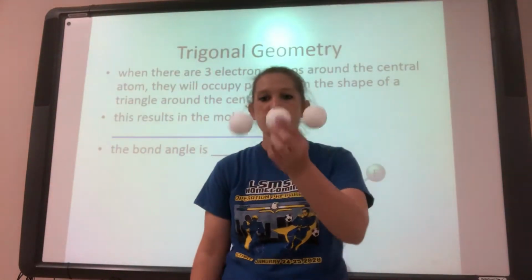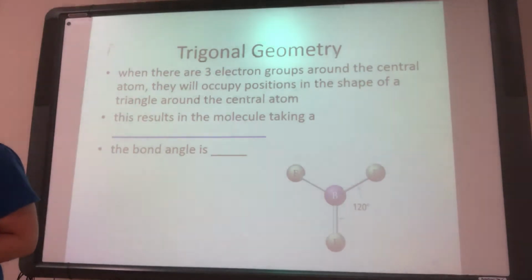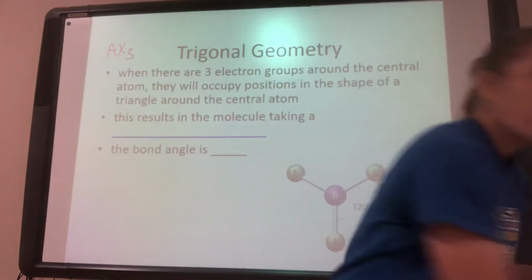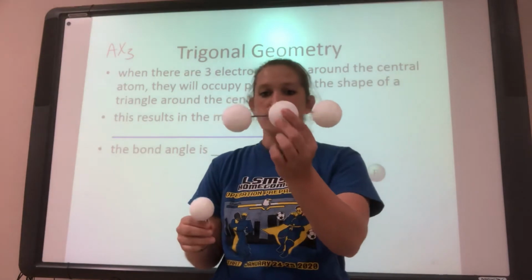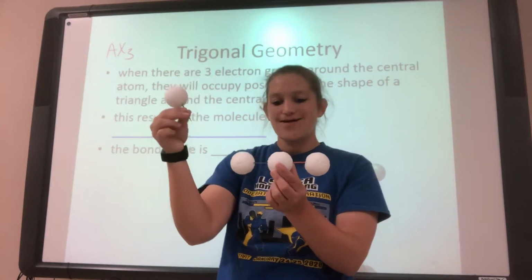So our next shape, instead of it being AX2, this is going to be called AX3. So this is my AX3 shape, okay? So now I've got 3 of these guys. So let's start with our linear, our basic shape, and then this third guy is going to come in.